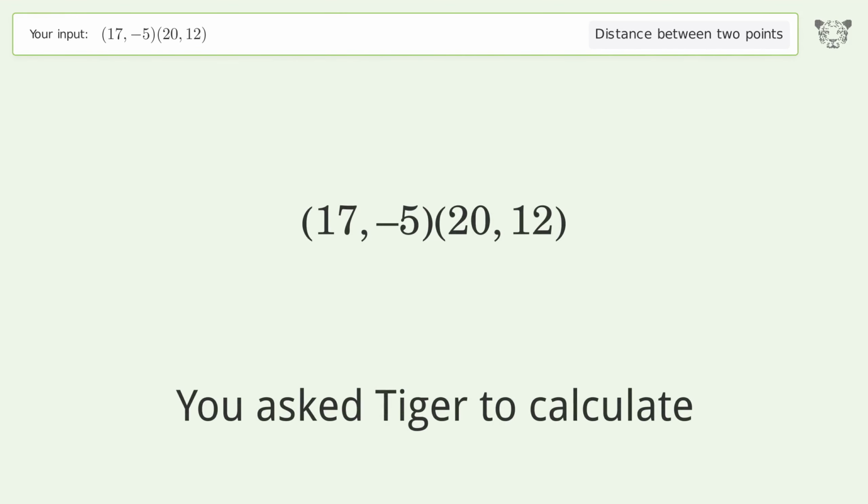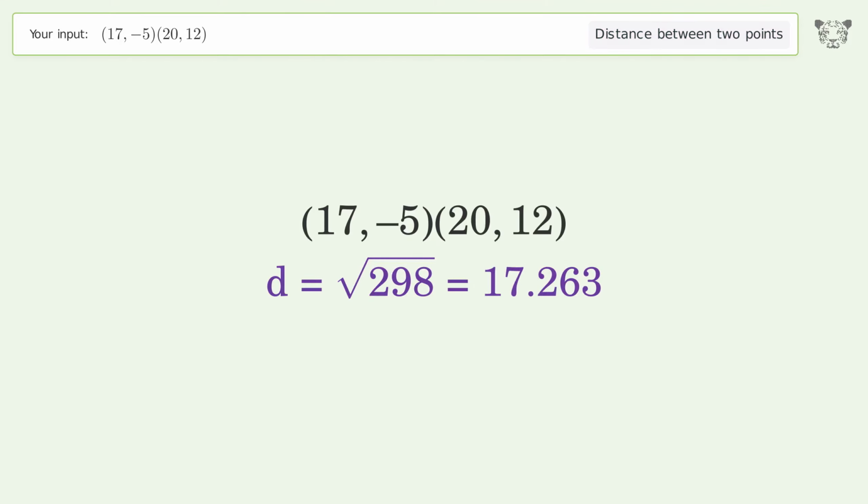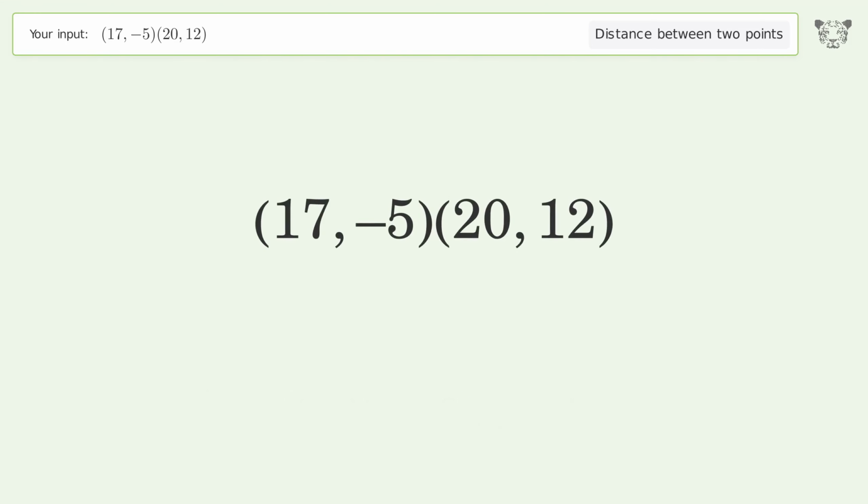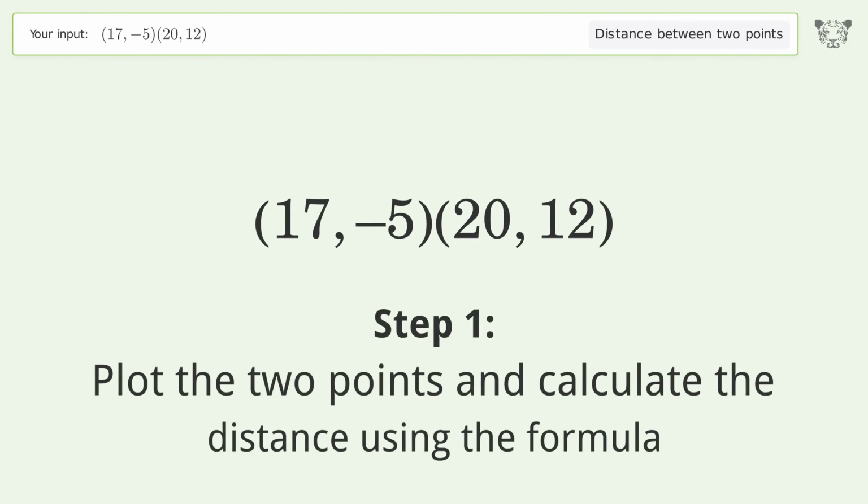You ask Tiger to calculate. This deals with the distance between 2 points. The distance between the 2 points is the square root of 298, or 17.263. Let's solve it step by step. Plot the 2 points and calculate the distance using the formula.